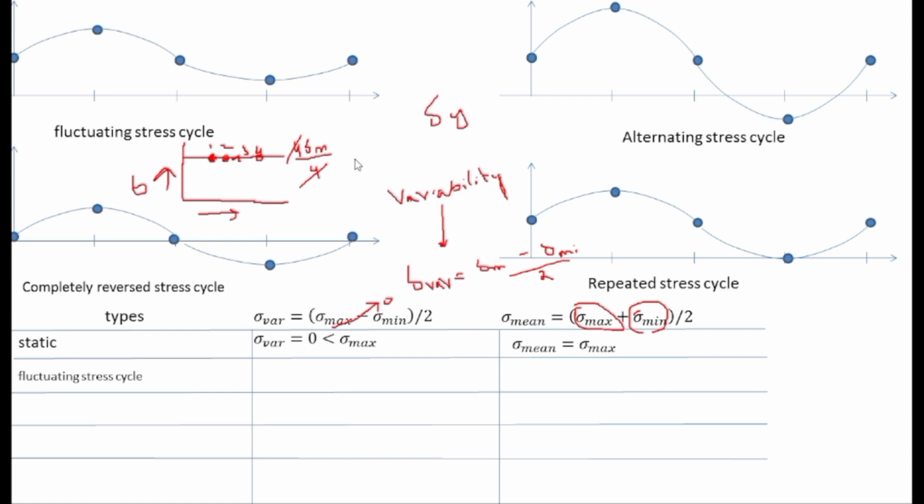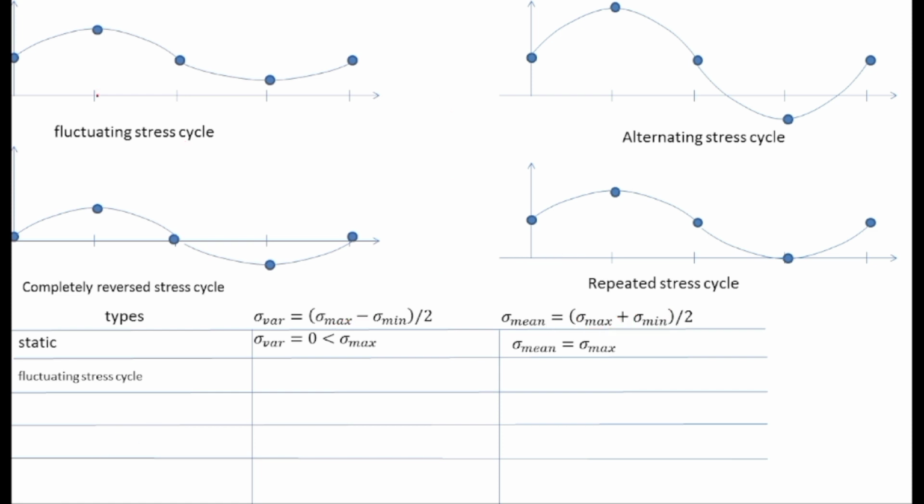For the fluctuating load, you can see over here that this is the sigma max, this is sigma minimum. So when you subtract the sigma minimum from the sigma max like this, it will give you this, and when you divide it by 2, it will give you this, which is less than sigma max. And when you add sigma minimum with the sigma max like this, it will give you this value, and when you divide it by 2, it will give you this value, which is less than the sigma max. So sigma mean is less than sigma max.